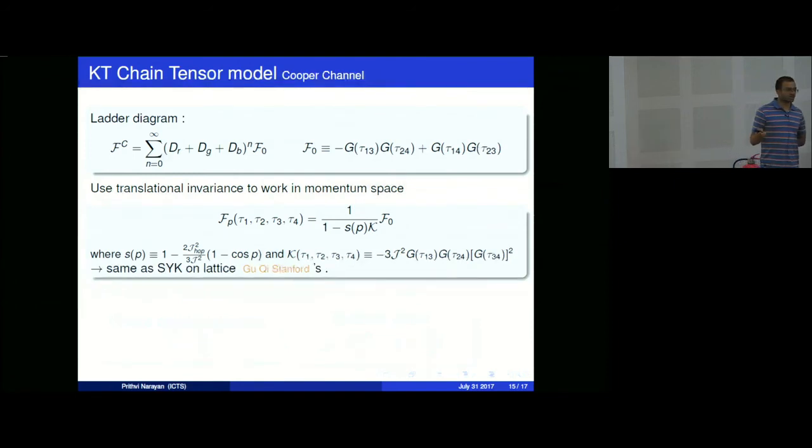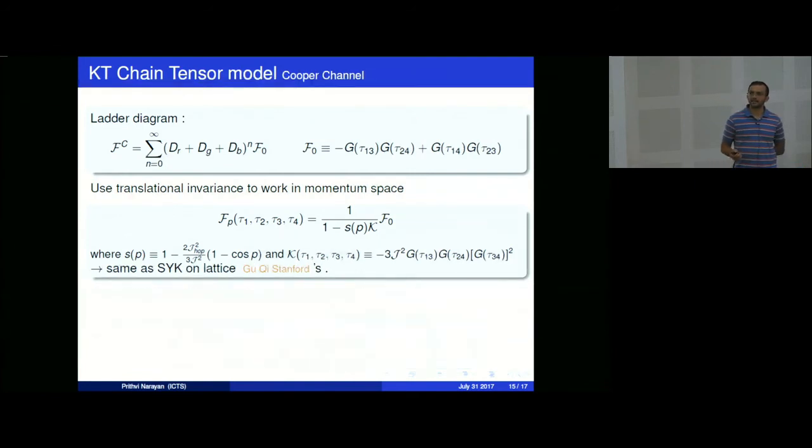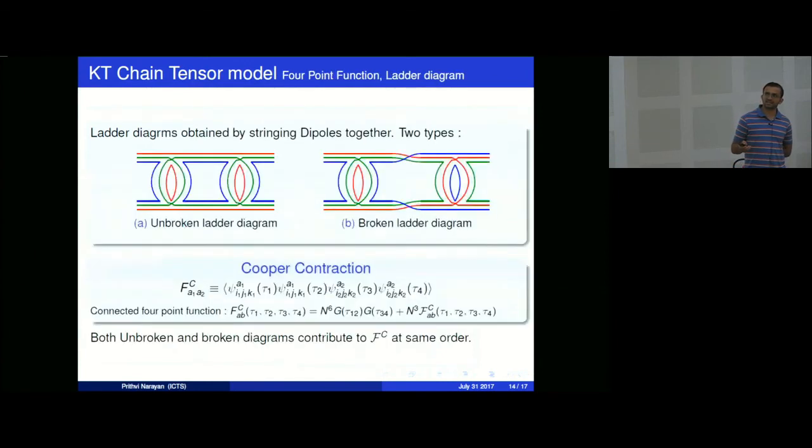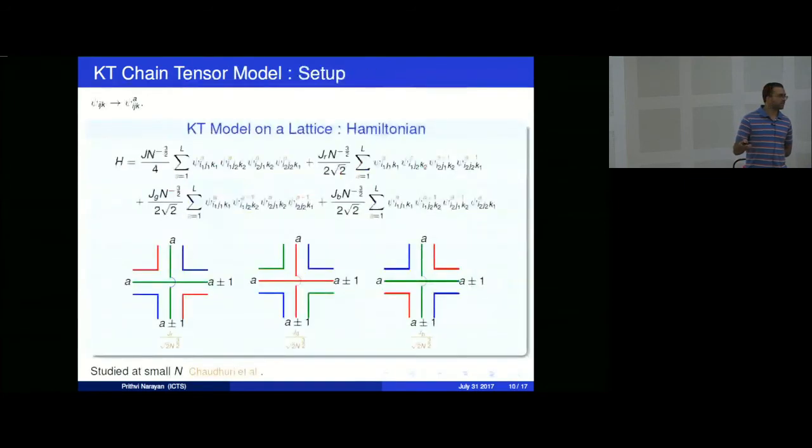So you can read off the results from their calculations. It has the same spectrum. The N has been absorbed in script J square. Script J square already has an N because you scale the Hamiltonian in a particular way.